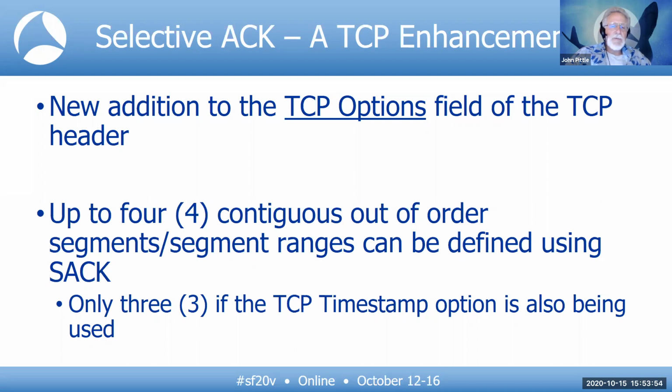Now that number 4 is reduced to 3 segment ranges if the TCP timestamp option is also being used. That's because there's only so much space in the TCP options field. If you're not using timestamps, we can squeeze in 4 SACK ranges. If we are using timestamps, it's just 3.